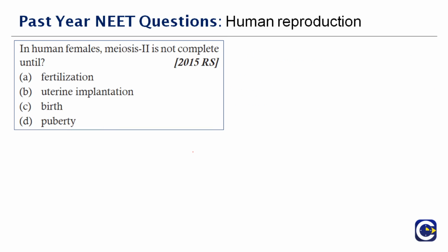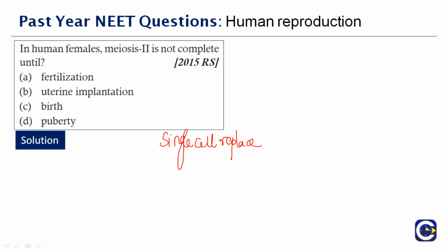Next question here. In human females, meiosis 2 is not completed until dash. What is meiosis first of all? What is the difference between mitosis and meiosis? We have two cell cycles in our body, right? Mitosis comes for single cell replacement, while meiosis is involved with the reproduction part.